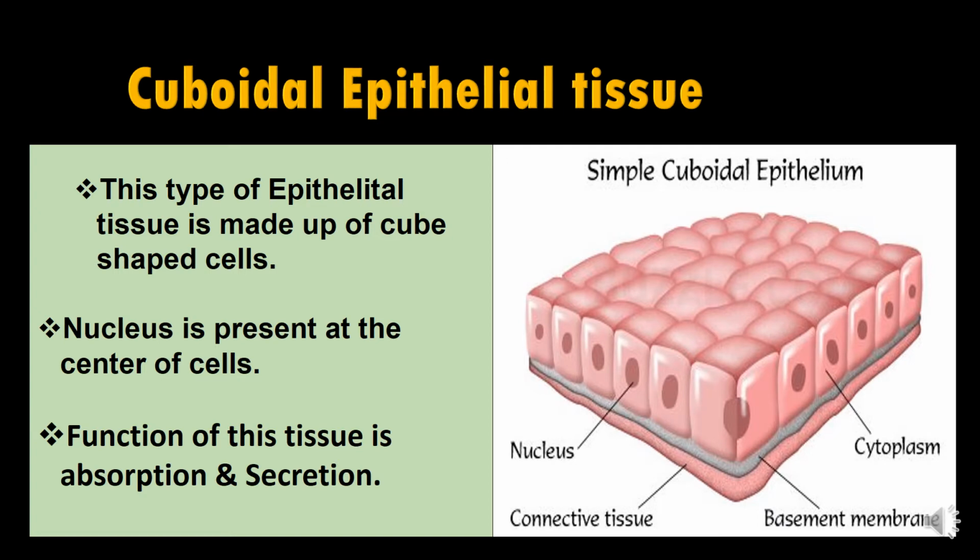Next, the second type of tissue is cuboidal epithelial tissue. This type of epithelial tissue is made up of cube-shaped cells. As you can see in the diagram, the nucleus is present almost in the center of the cells, and the function of this tissue is absorption and secretion.